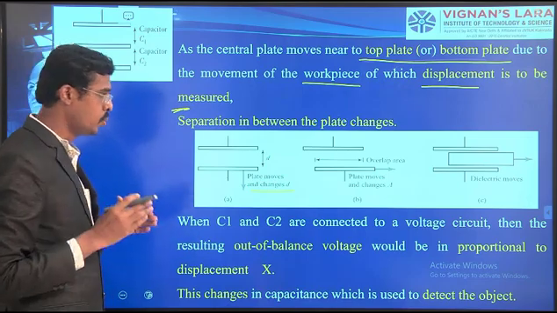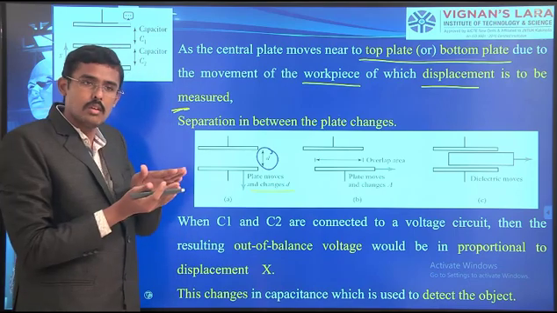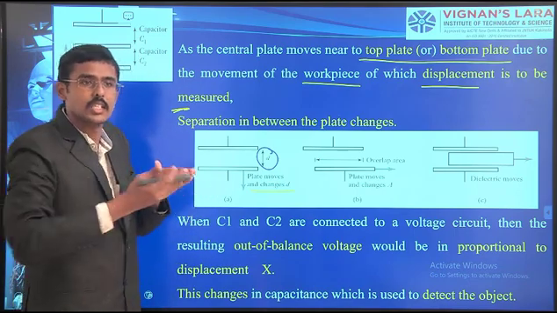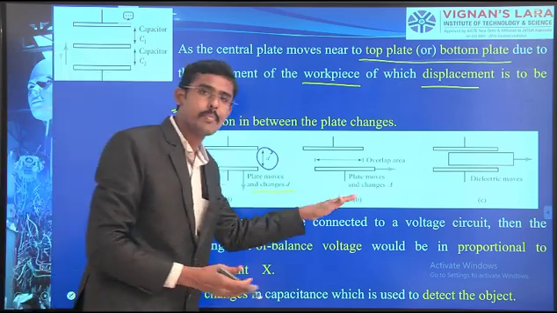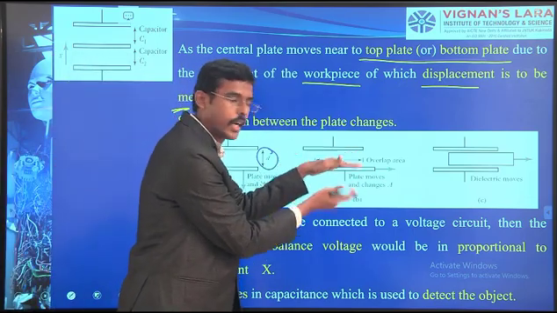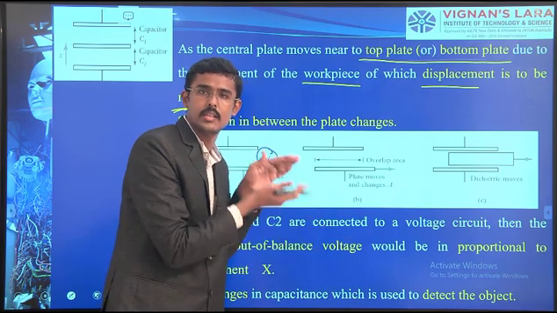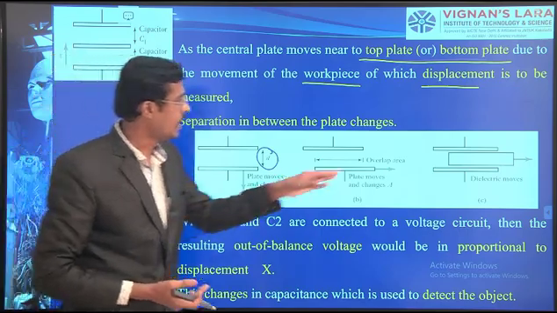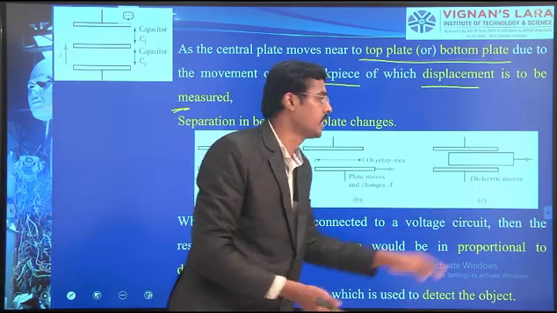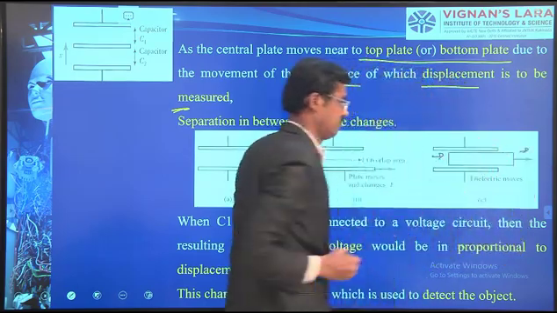Right? When this distance changes, the calibrated voltage difference will also change. Or otherwise, if the overlapping area of the two conductive plates changes like this, then the calibrated voltage also changes. That is also displacement. And here they are showing the radial movement, which moves from this direction.